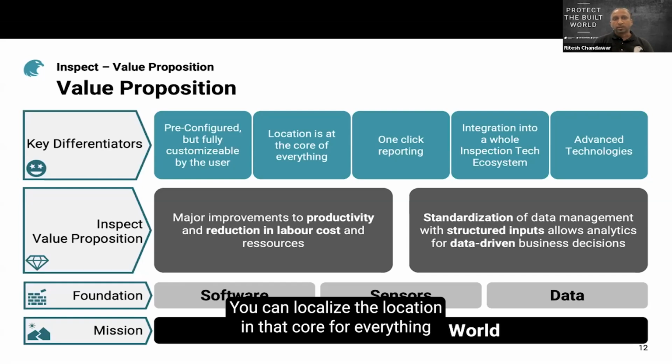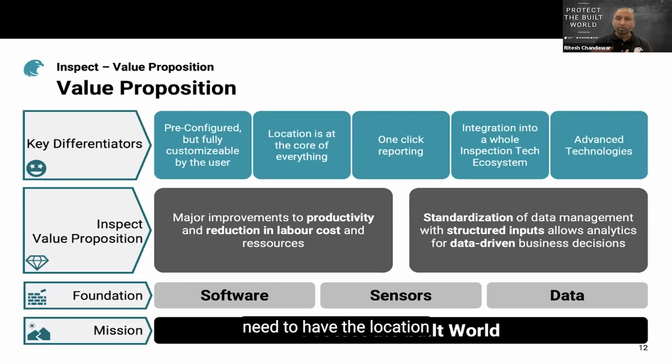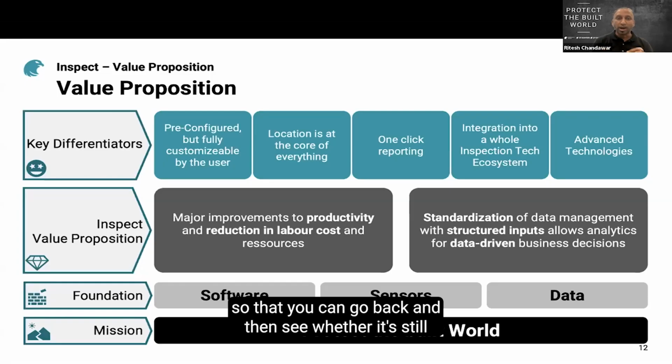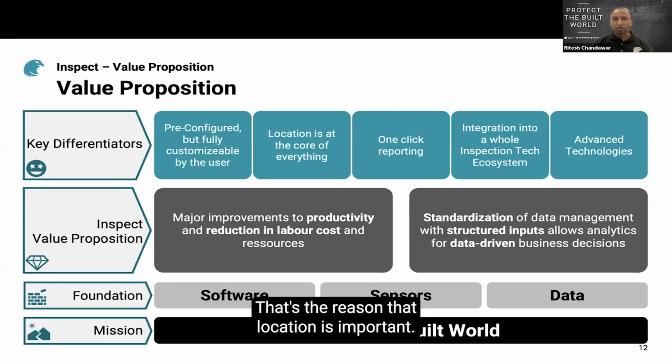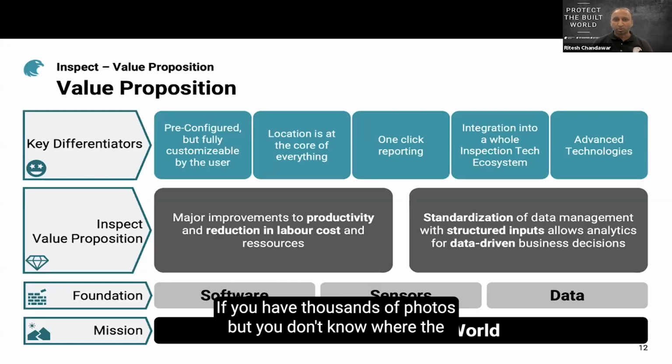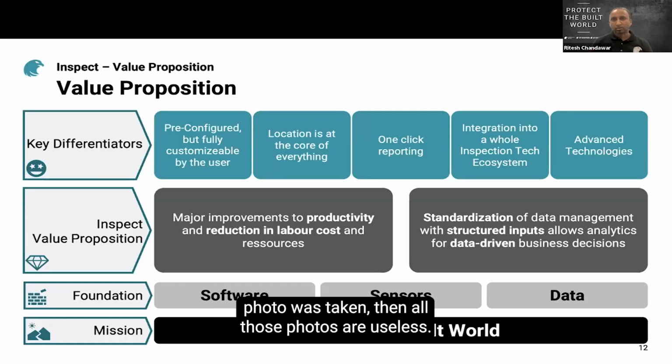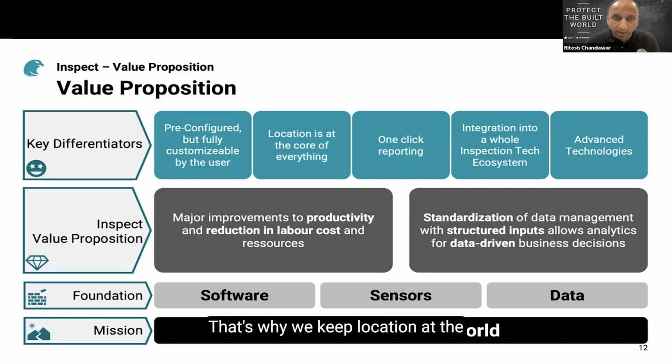You can localize; location is at the core of everything, because for every inspection, whatever your findings are, they need to have the location information of where it happened, so that you can go back and see whether it's still there, or has improved, or has deteriorated, right? That's the reason location is important. If you have thousands of photos but you don't know where the photo was taken, then all those photos are useless. That's why we kept location at the core of Inspect.